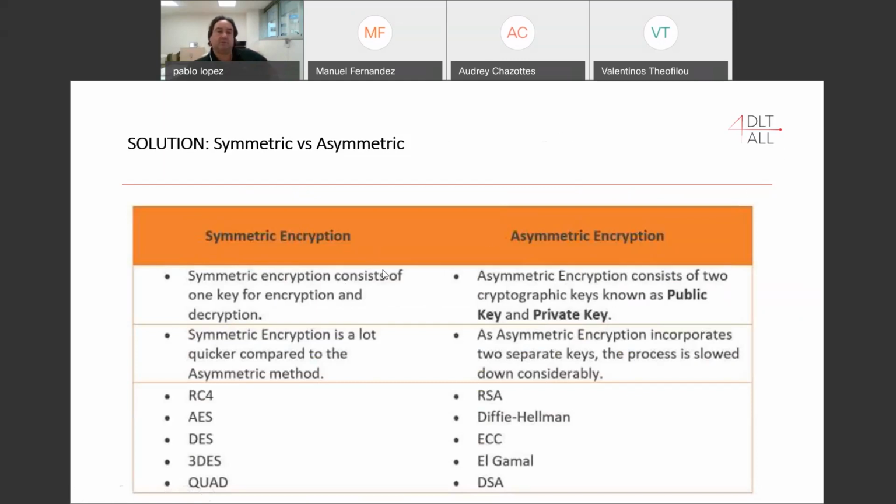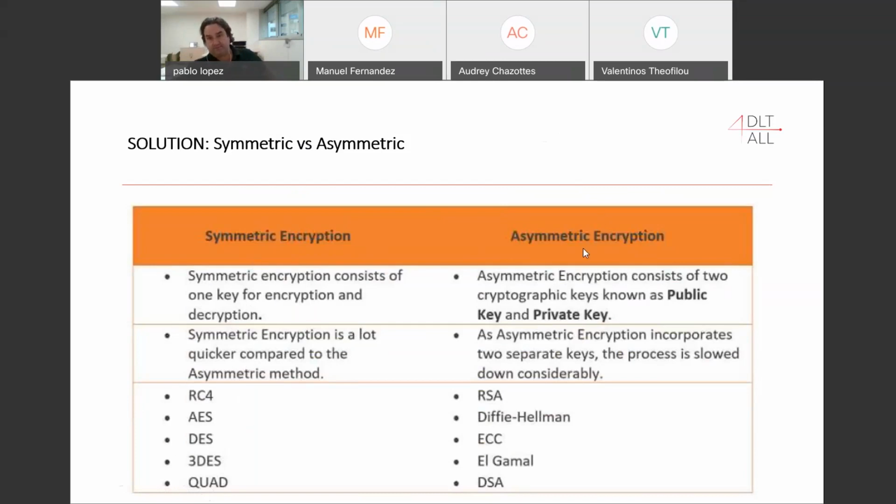Symmetric encryption, one key for encryption and decryption, is a lot quicker compared to the asymmetric method, and those are some of the algorithms. The DES, maybe the DES is the most common. This is symmetric encryption.